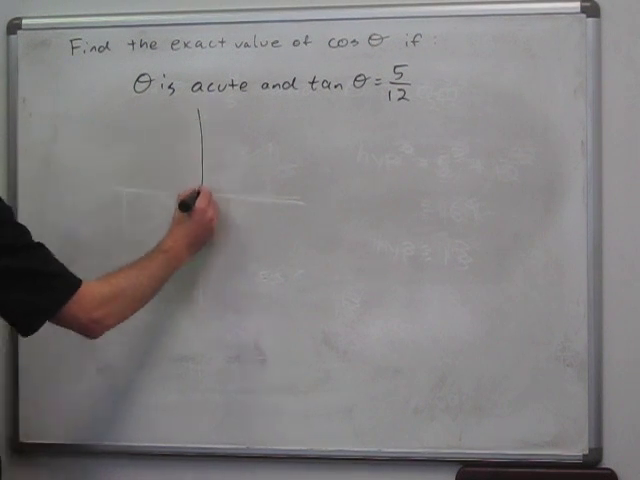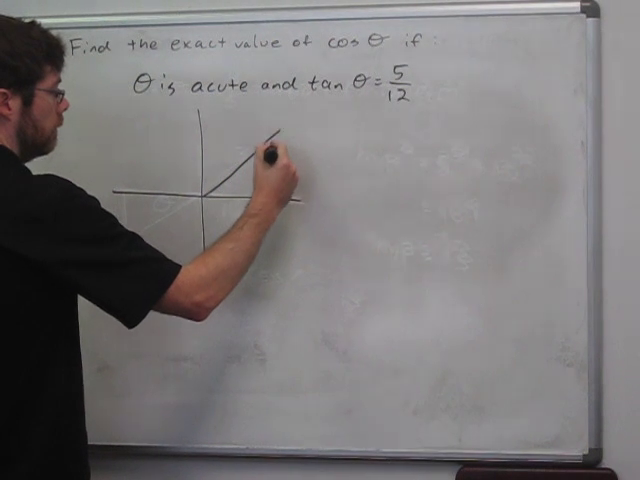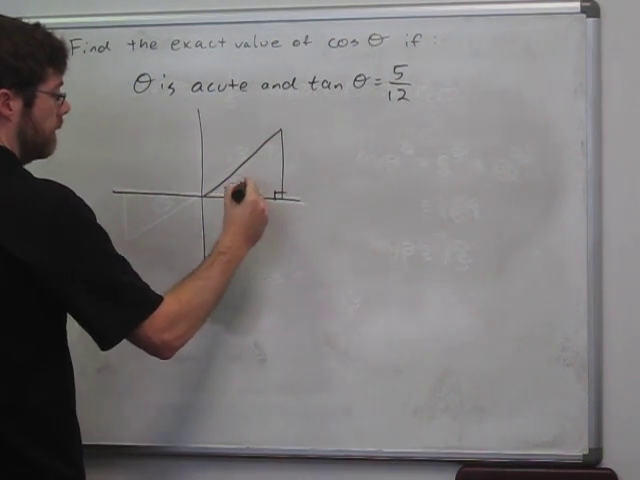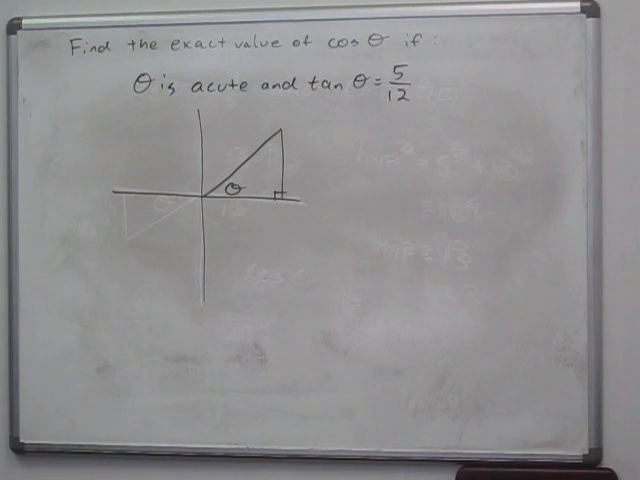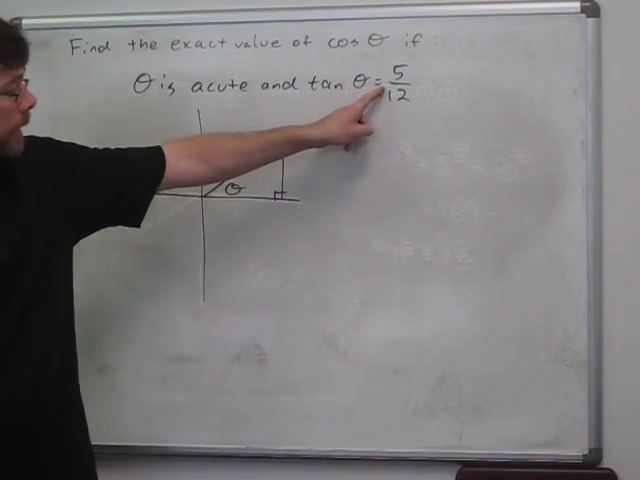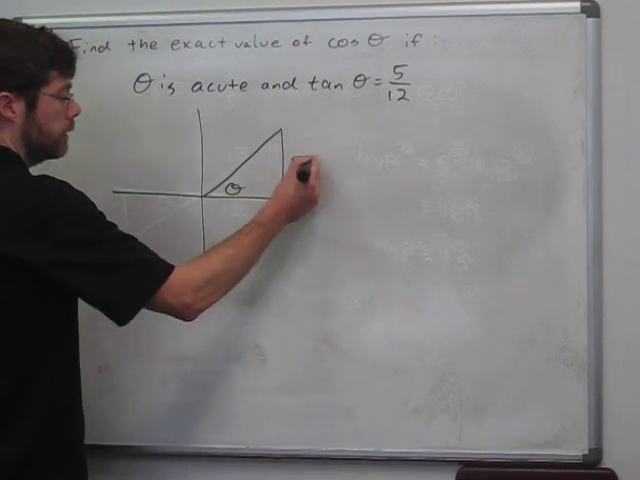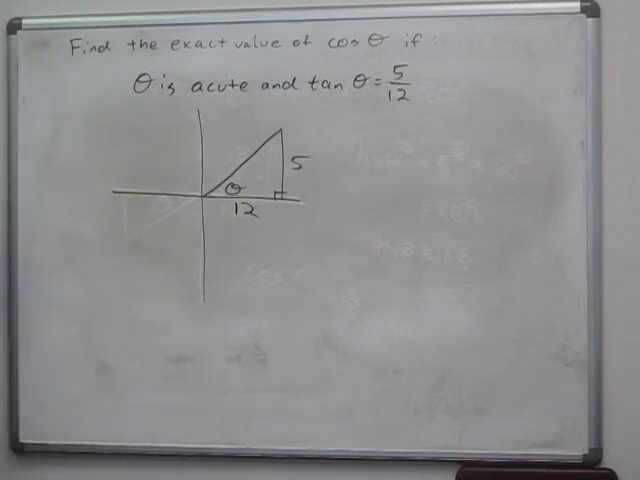A nice way to do it is to just use a reference triangle. Theta is acute, so I'm going to use a reference triangle in the first quadrant. And on this triangle, the opposite over the adjacent has to give us a ratio of 5 to 12. Well, let's pick the triangle that does it the most plainly, right? Let's pick a triangle with an opposite leg of length 5, adjacent leg of length 12.